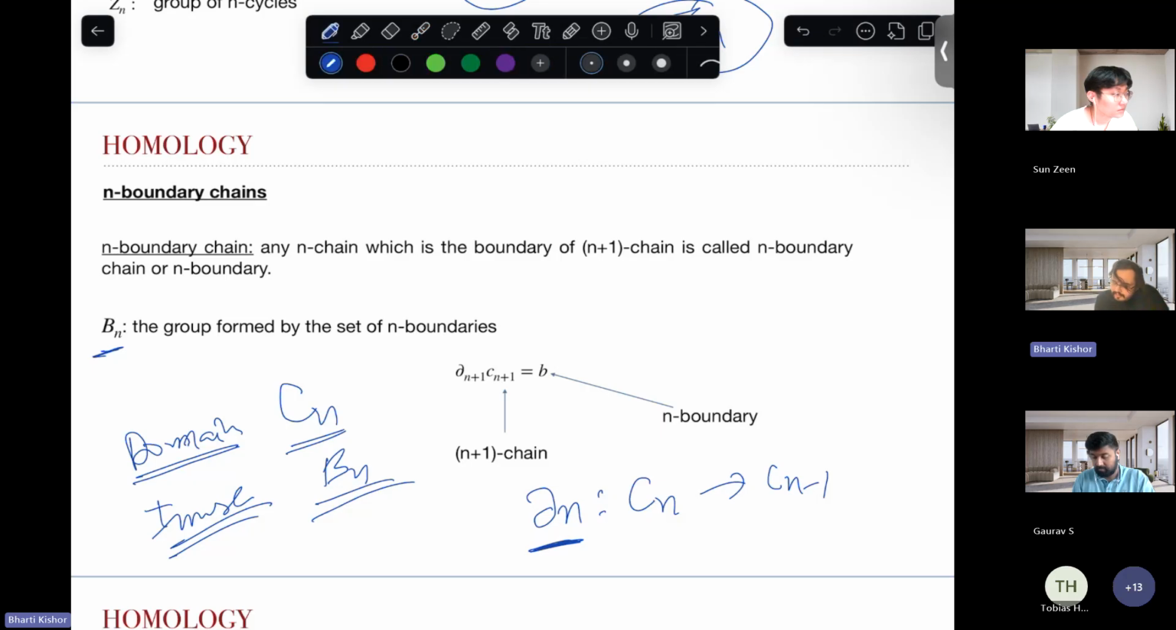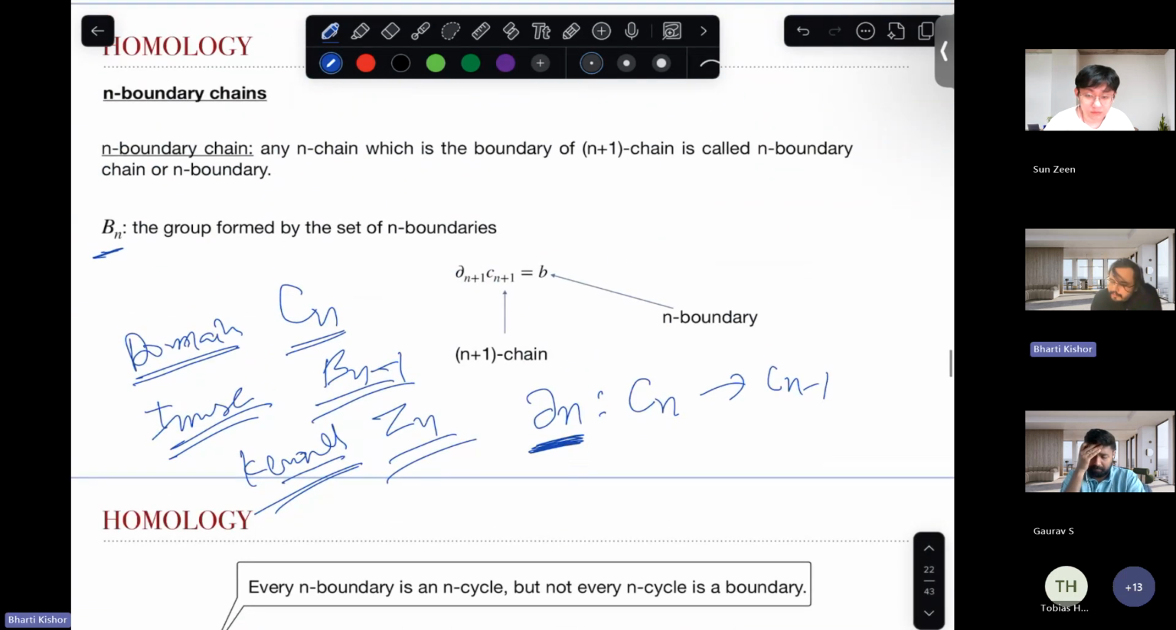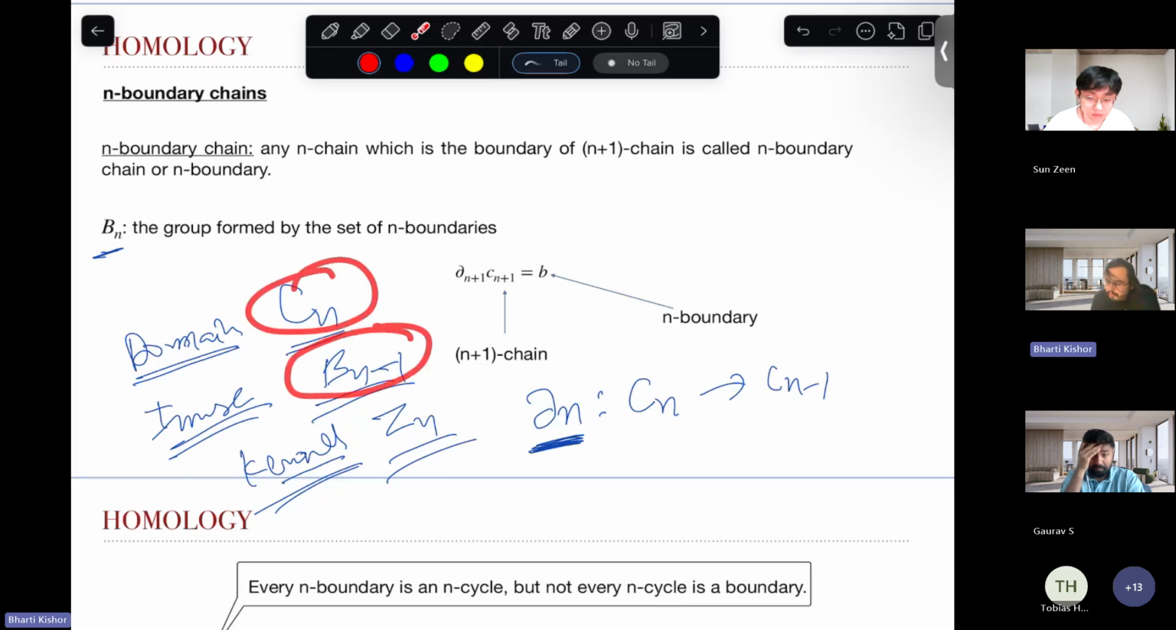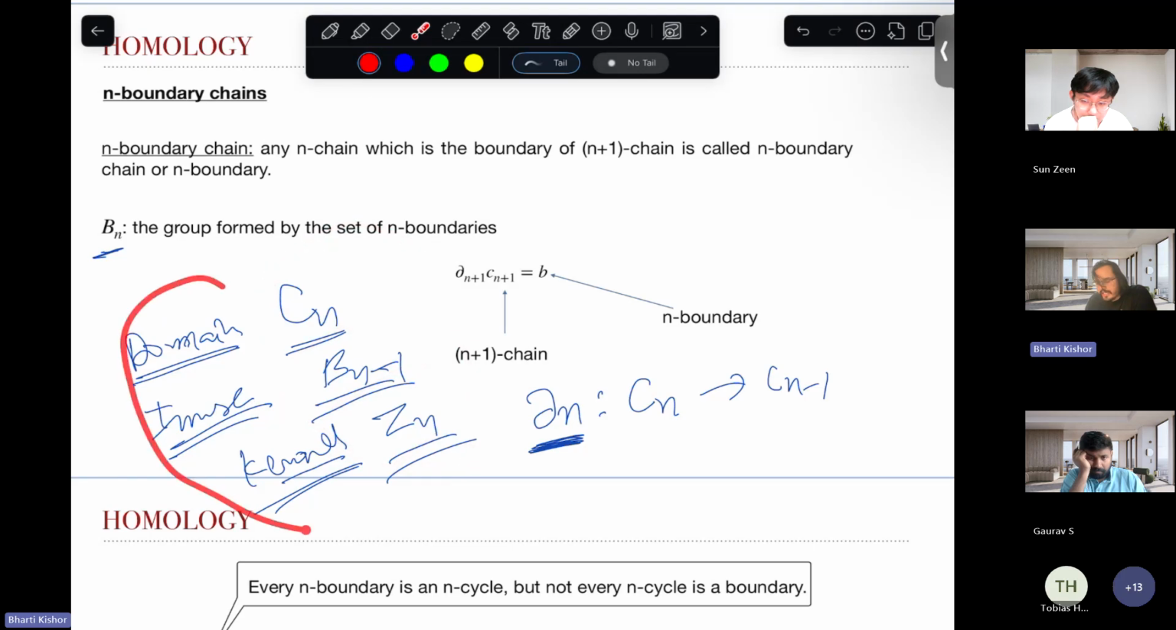And then we also had a kernel. So here in this Bn minus 1, because we're working with delta n, the kernel was Zn. So we have three kinds of objects: the group of chains, the group of boundaries, and the group of cycles, and all of them are coming from your boundary operator. Maybe you can pause it a bit here. Okay.